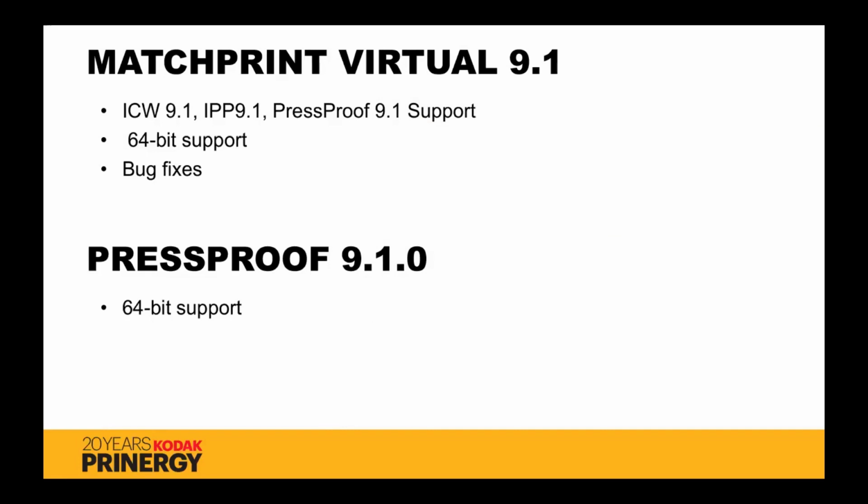Again, Matchprint Virtual 9.1 works with both IPP 9 or ICW 9. So again, making lives easier. For customers that have been on Matchprint Virtual 7, really look at the release notes and the documents, because there are some key changes that you haven't been using. There's how we deal with light source. So really take a good solid look at that document, because it's really going to help you moving forward. You shouldn't have any issues dealing with color. Again, if you've made white point changes, come back and you'll have to redo those.